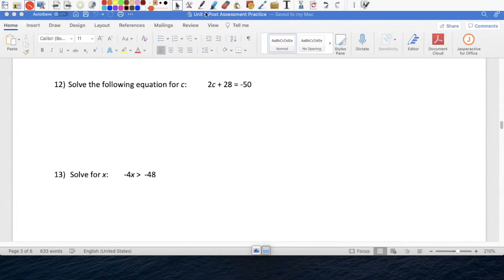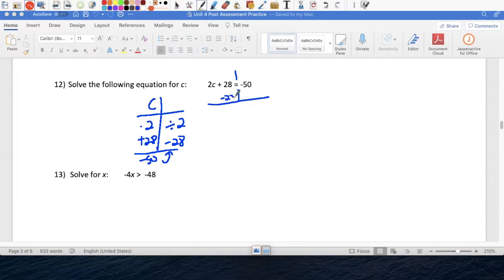12. Again, we can make a story. c times 2 plus 28 equals negative 50. Minus 28, divide by 2. We're going to go minus 28, minus 28. That goes away. We get 2c equals negative 78. Divide by 2, divide by 2. c equals negative 39.